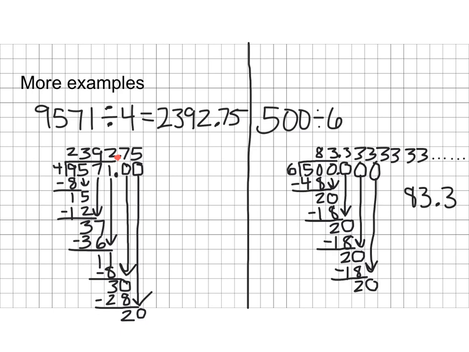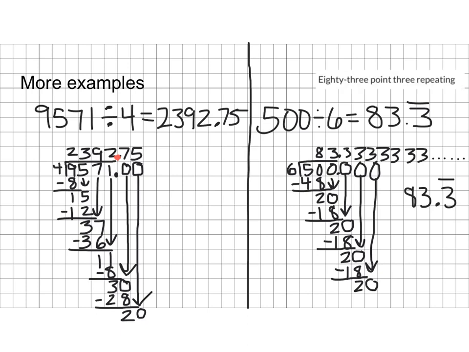So what we do is we say that this is 83.3, and then we put a bar above the 3, showing that it continues on forever. So I'm going to say that this equals 83.3 repeating, is how you say that. 83.3 repeating.